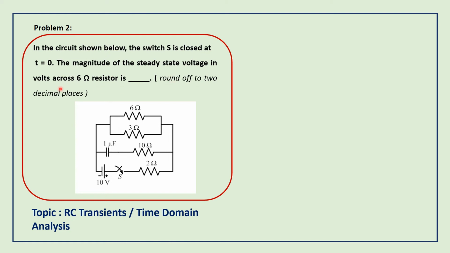Round off to 2 decimal places. This is also one of the numerical answer type questions. Here, switch S is going to be closed at t equal to 0. So the initial condition is switch opened. During the steady state condition, we need to find out the voltage across 6 ohms. Let me solve the problem.